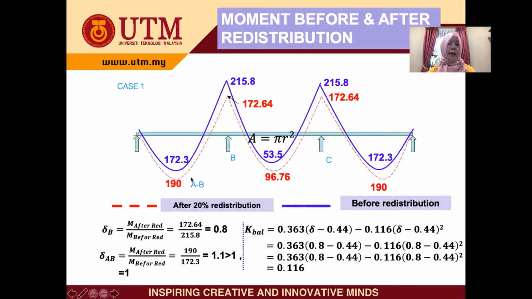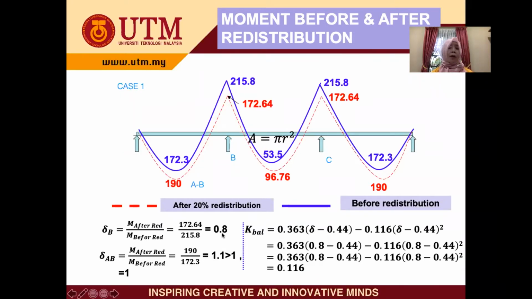We can see that at span AB, span BC and span CD, this is symmetrical, they increase due to redistribution at the support. Moment at the span will increase. Therefore, we got a value greater than 1. According to the design, the value of delta B should be taken as 1 if your delta is greater than 1. So we use it as 1. For the support, we got 0.8.